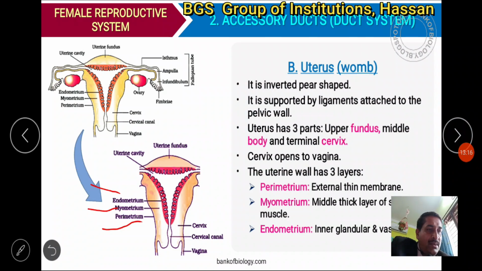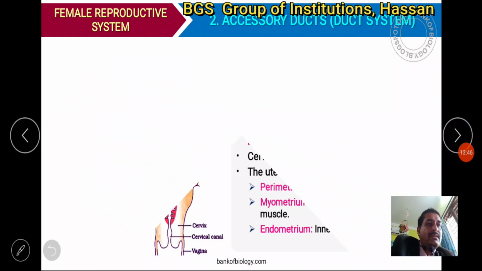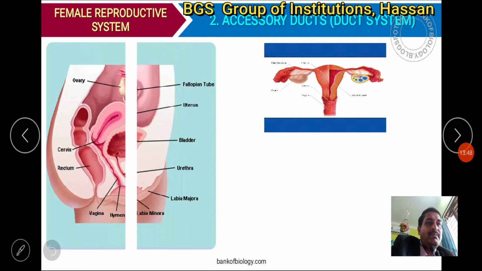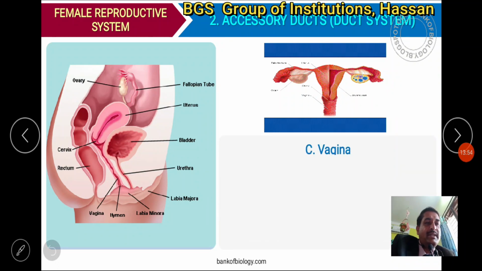Then you have to know the major functions of the uterus. The uterus plays multiple roles. It is the site of menstruation, implantation, and development of the fetus, and labor. These are the major roles of the uterus. Next, move on to another part in the accessory ducts, the last part, that is called the vagina.